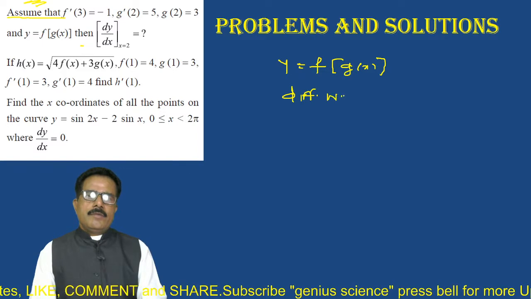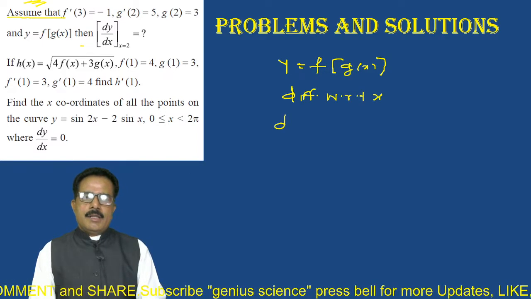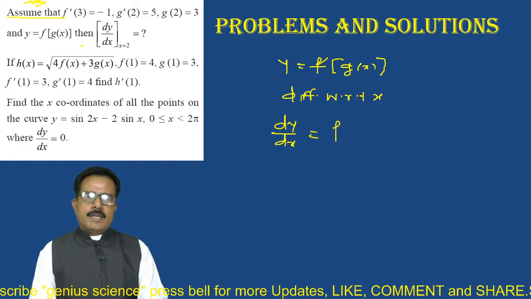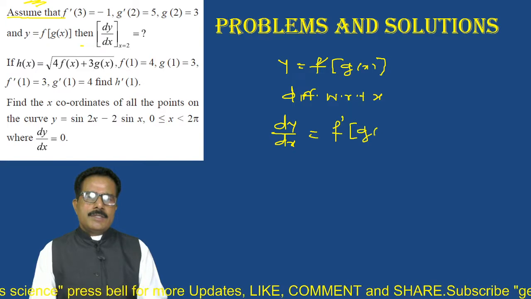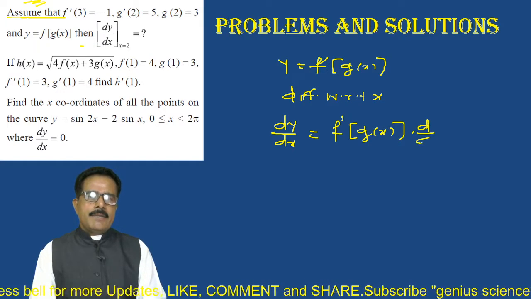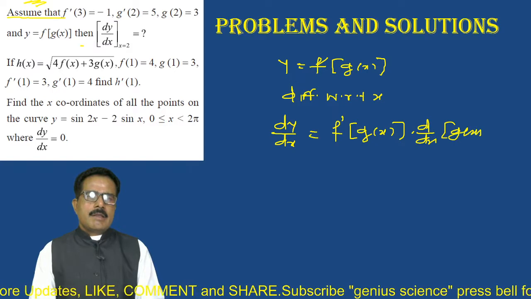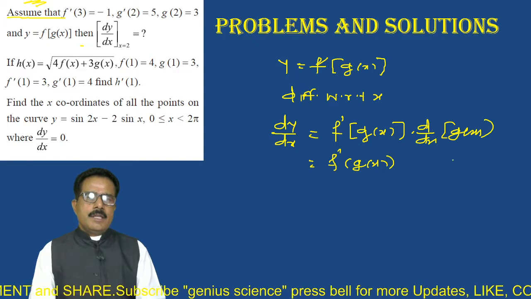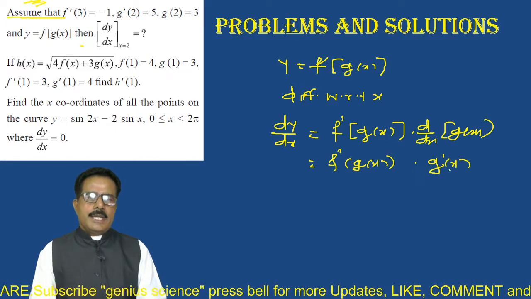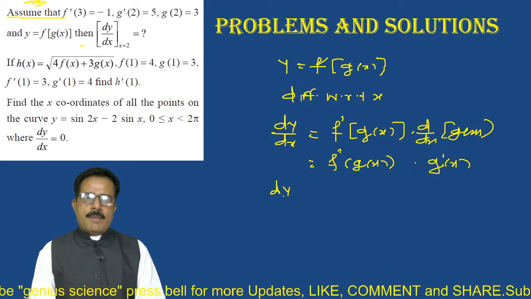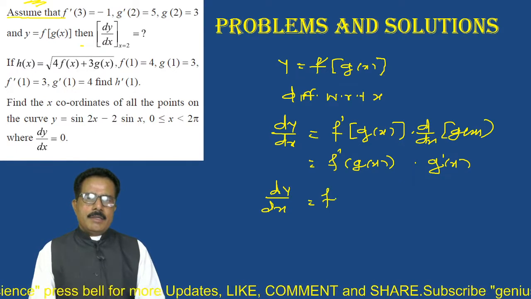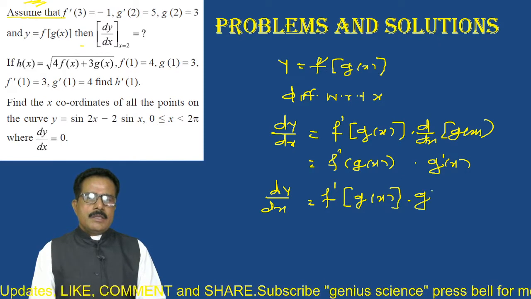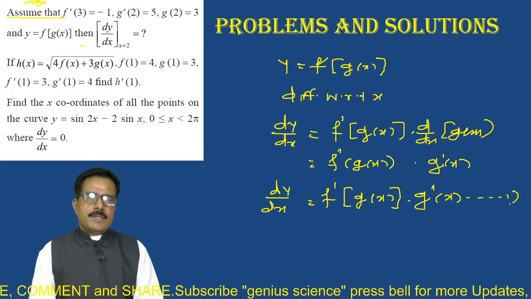Differentiating with respect to x, dy by dx equals, this is again a composite function, f dash of g of x into the derivative of g of x, that is g dash of x. So dy by dx equals f dash of g of x into g dash of x. Suppose this is equation number 1.